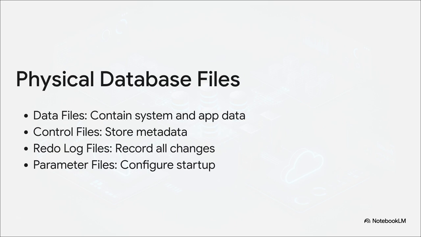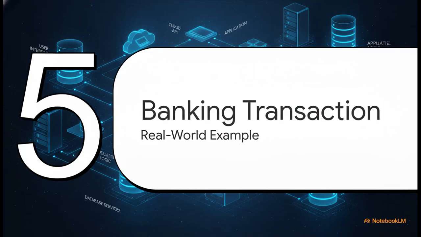And that brings us to the very bottom of our architecture, the physical files. Your data files hold the actual tables and information. Your control files store the structural metadata you need just to open the database. And your redo log files? Those are your ultimate insurance policy. They record every single change made, ensuring that if the power goes out, no committed data is ever lost. Absolutely crucial.